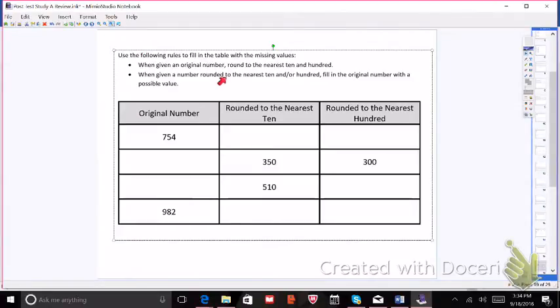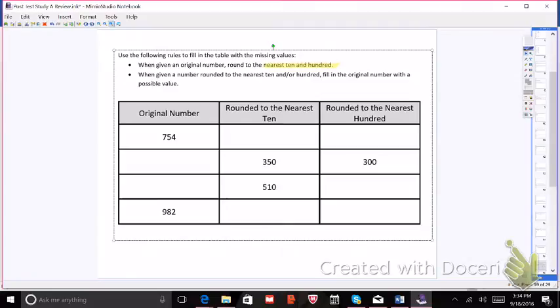Use the following rules to fill in the table with missing values. When given an original number, round to the nearest 10 and 100. When given a rounded number, fill in the original number with a possible value.